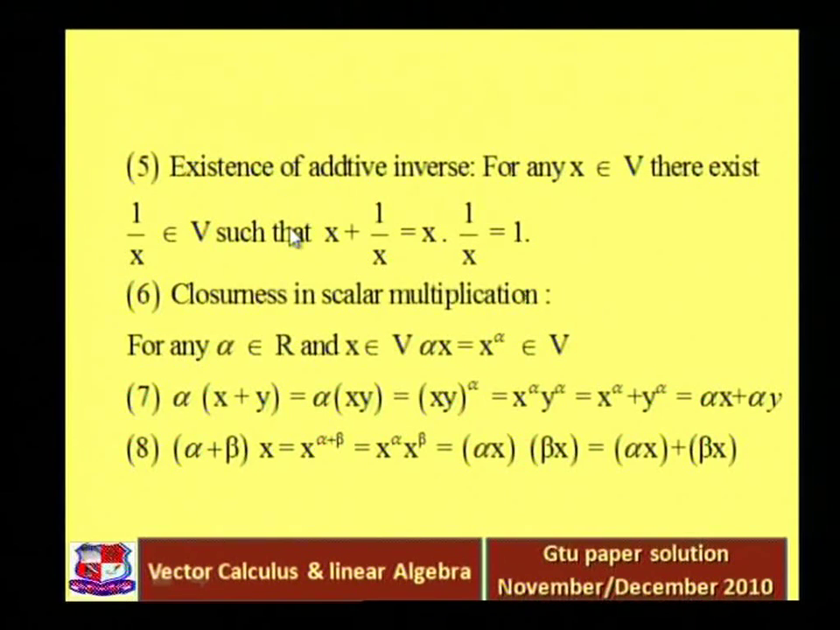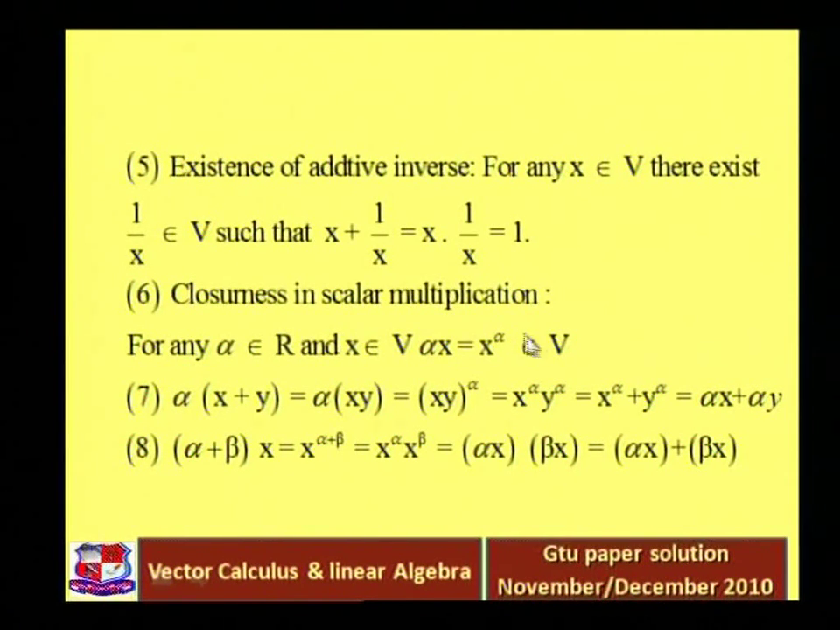Now existence of additive inverse. For any x belongs to V, there exists 1 upon x which also belongs to V, because x is a positive real number. Just try to understand, x is a positive real number, so 1 upon x is also a positive real number. For any positive real number, the inverse of that positive real number is also positive. Clear? So for any x belongs to V, there exists 1 upon x belongs to V such that x plus 1 upon x, that is equal to x into 1 upon x, and that is equal to 1. Clear? So inverse of x is 1 upon x and identity element is 1, so that's why here we get 1.